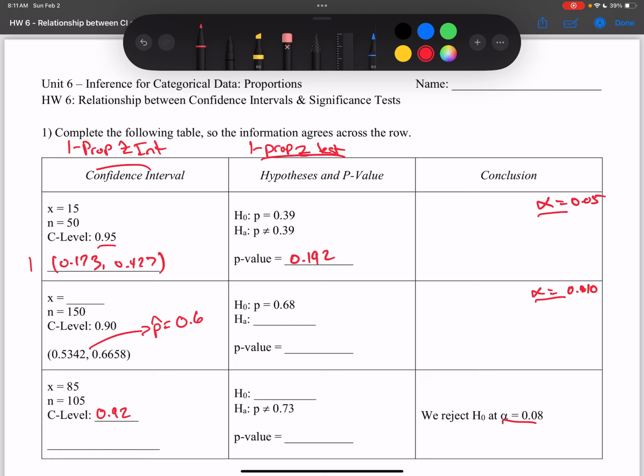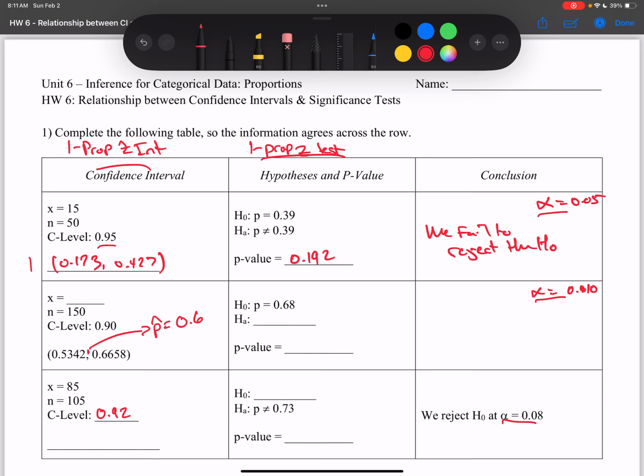0.192, okay? And then we look at our p-value versus our alpha. That is greater than, so that means we fail to reject the null hypothesis.